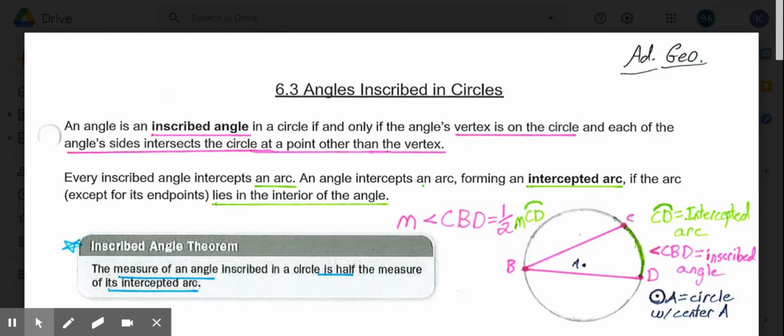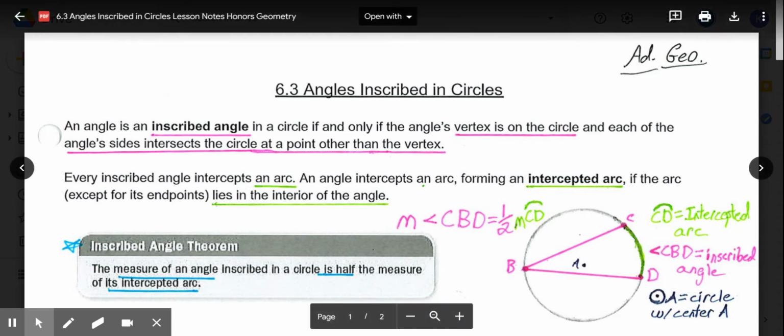Welcome to lesson 6.3, angles inscribed in circles. So obviously we're looking at angles in this lesson, but we need to make sense of what it means to be inscribed in a circle.